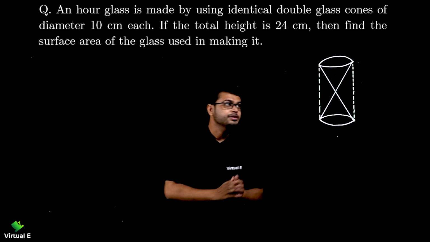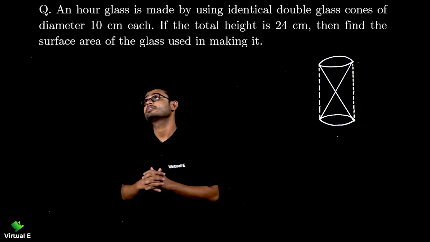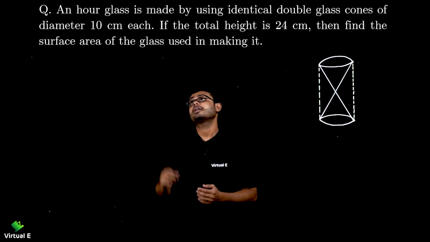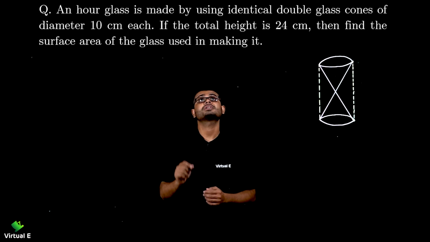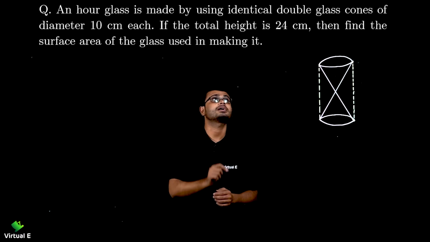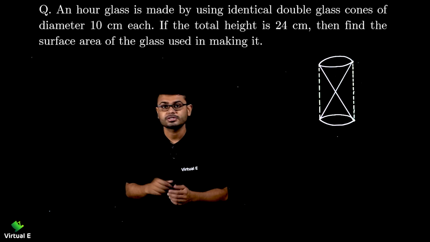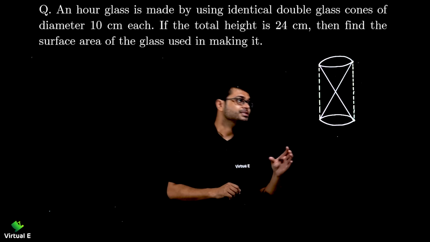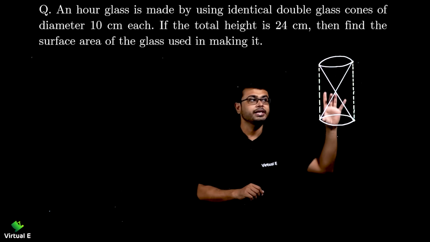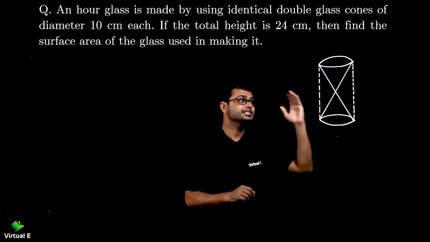Let's do one question here with the hourglass. Let's read the question. An hourglass is made using identical double glass cone of diameter 10 centimeter each. When you see an hourglass, there are basically two cones. It's made up of glass only. Yes, we can see through it.